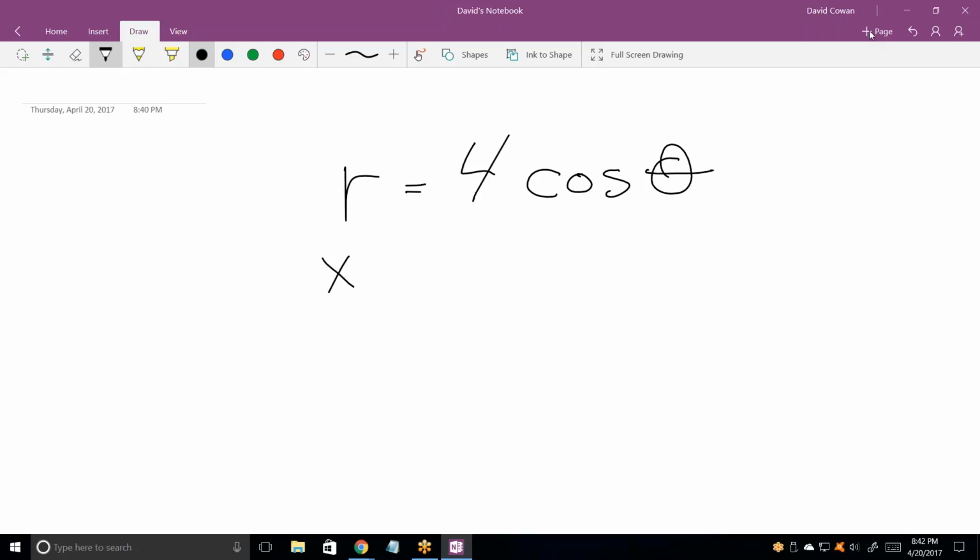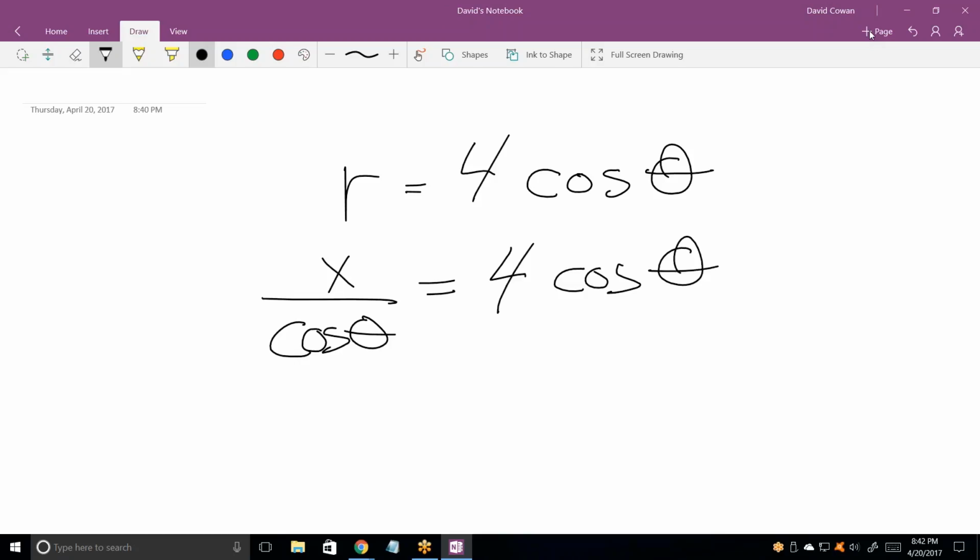I could put x over cosine of theta. So I know that's what r is. And if that's equal to 4 cosine of theta, now I'd have to multiply. In other words, I don't get much place. I multiply both sides by that. Now I'm looking at that, and I still haven't got it in terms of x and y.